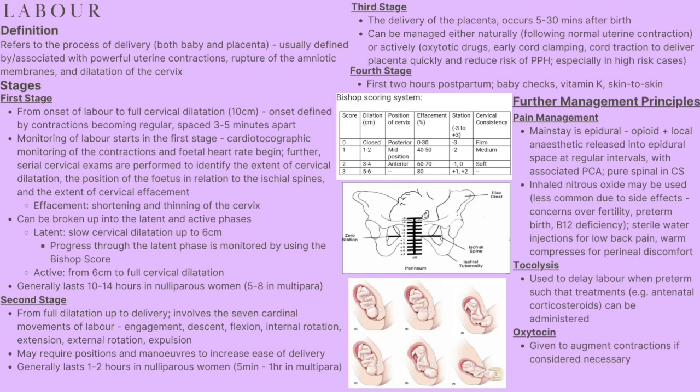Tocolysis is used to delay labor when it is preterm, such that important treatments like antenatal corticosteroids can be administered. But these tocolytic drugs are not routinely used. Oxytocin or its analogues, or potentially alternative medications like ergometrine, can be given to augment contractions if considered necessary by the treating team, and therefore help enhance the progress of labor.